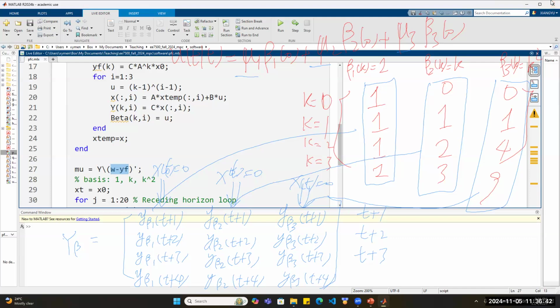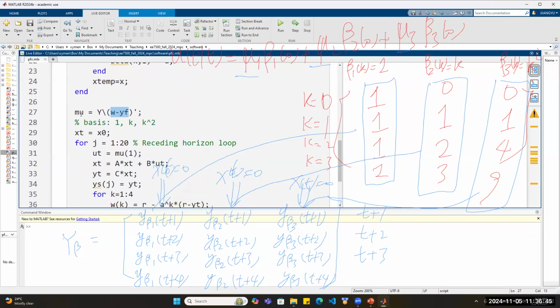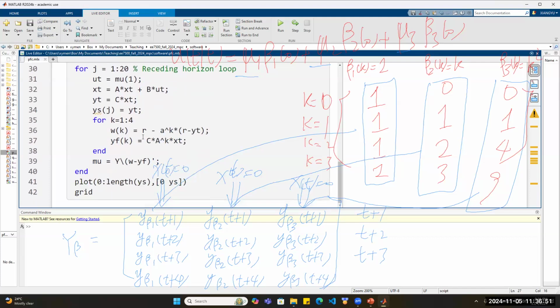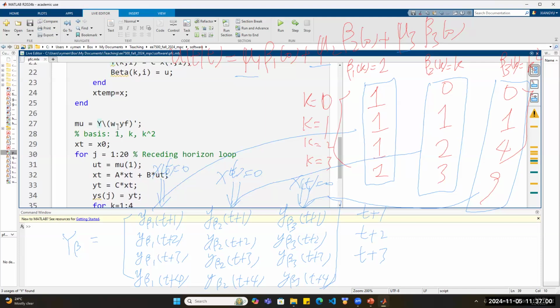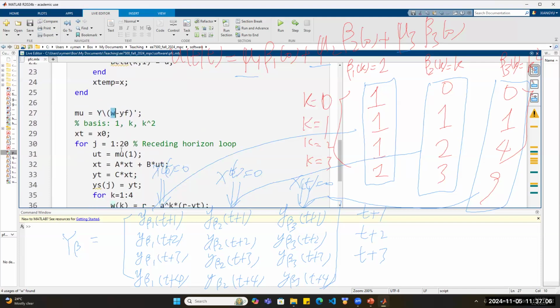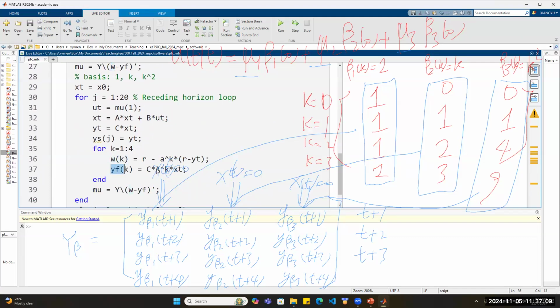As we can see from the MATLAB code, once we calculate the mu, then for the next iteration we just use the mu. We don't need to recalculate it. Sorry, not the mu, the y. We just need to calculate y once, and then we don't need to calculate it again. We only need to update the reference trajectory and the free response, because at the next time t plus 1, x t is not 0. So we just need to keep updating y t and x t using the system equation.